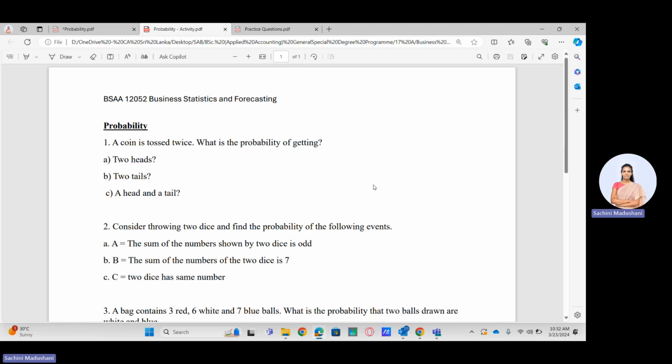Okay. Then the second one asks what? Two tails. What is the probability? 1 over 4. Why? Favorable cases is 1. Total number of cases is 4. The third one is a head and a tail. Then total is 4. Then how many favorable cases are here? A head and a tail: this one and this one. How many favorable cases? 2.